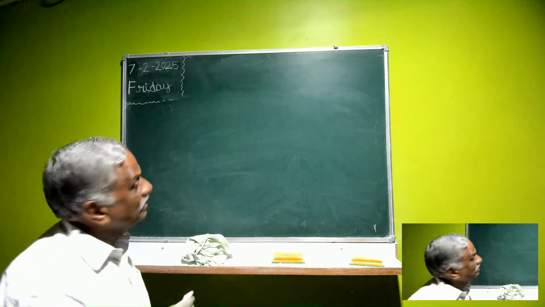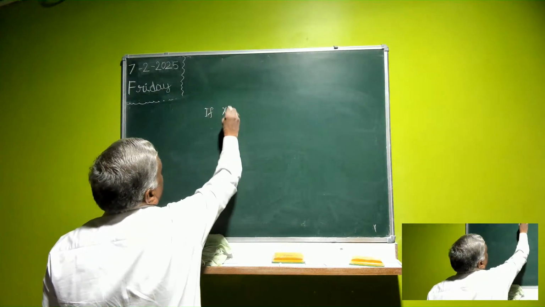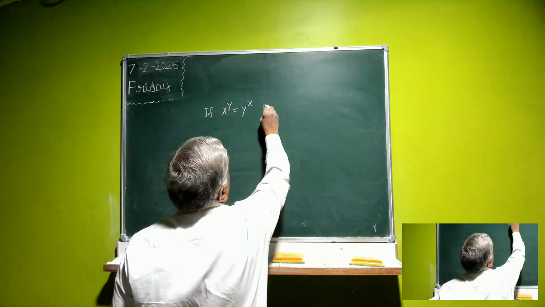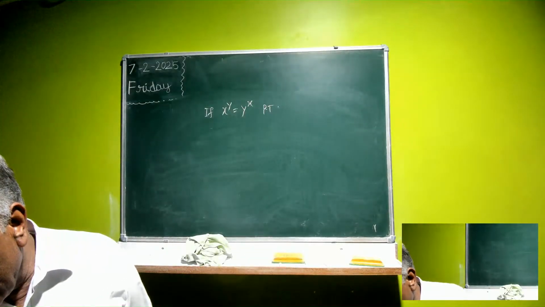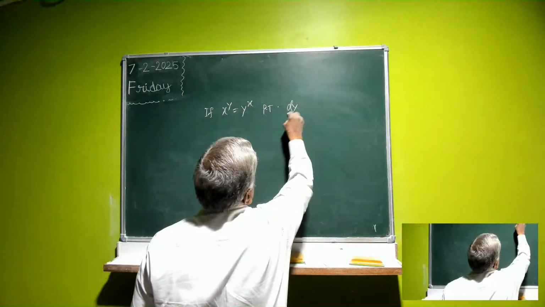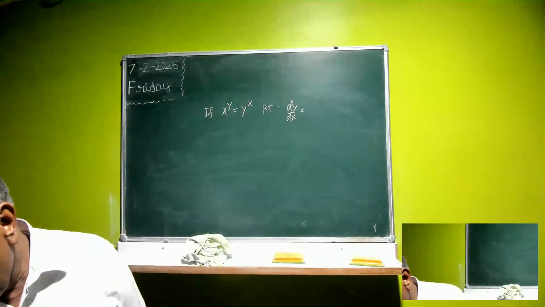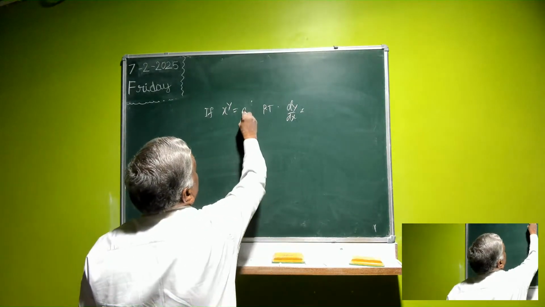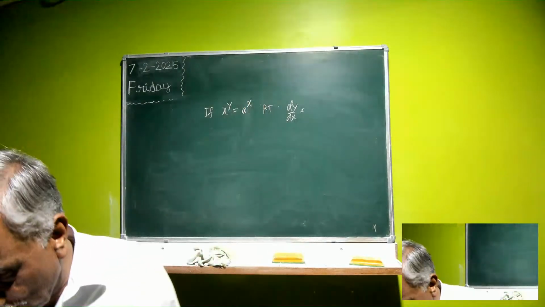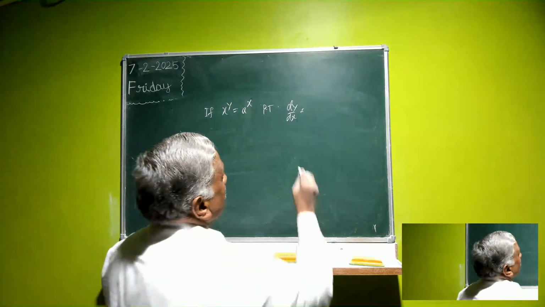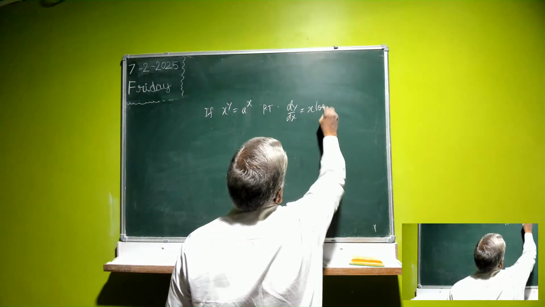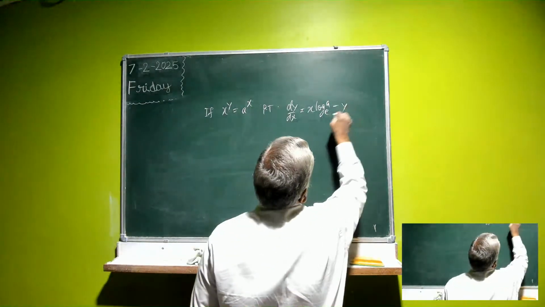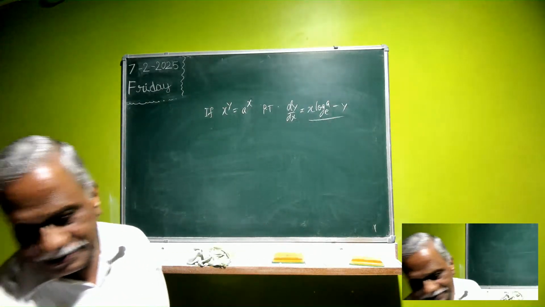The second problem is: if x to the power of y is equal to a to the power of x, prove that dy by dx is equal to x log a to base e minus y divided by x log x to base e. Sorry, it is not y to the power of x. Just to confuse you, they have given a to the power of x.